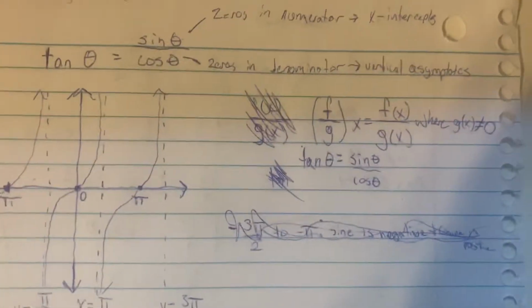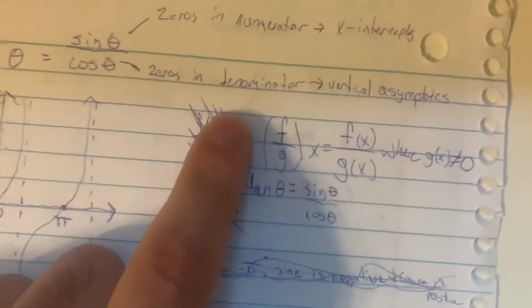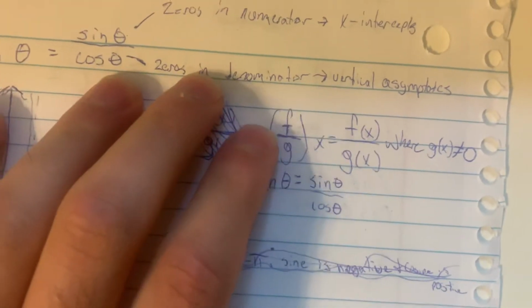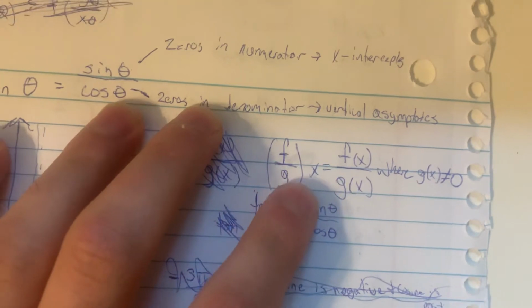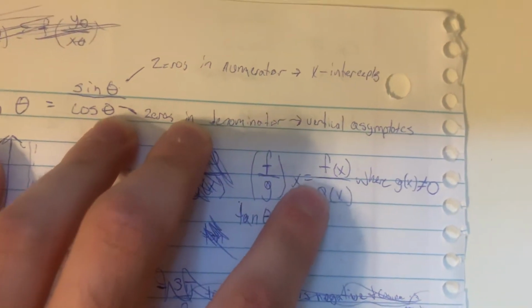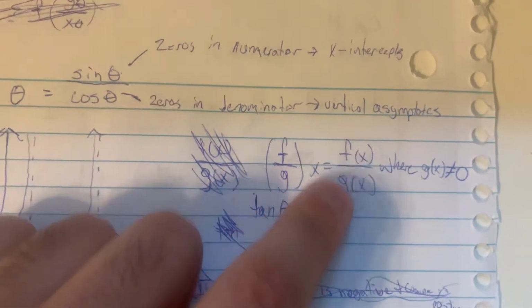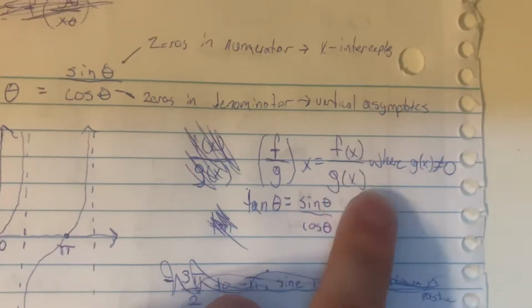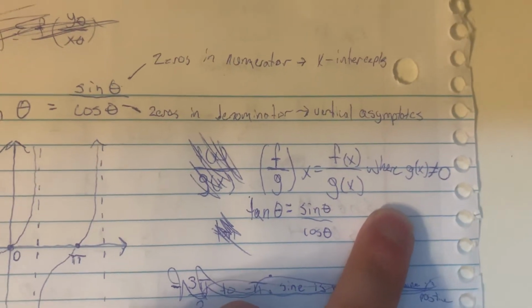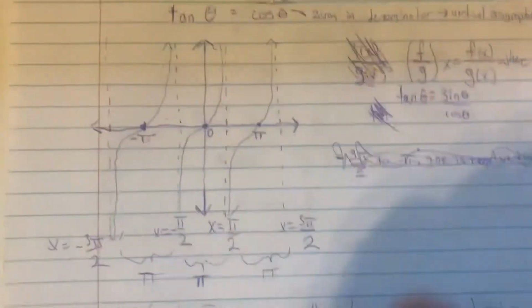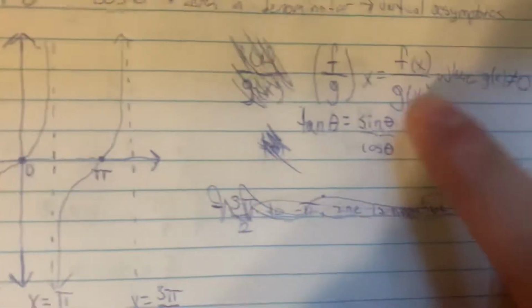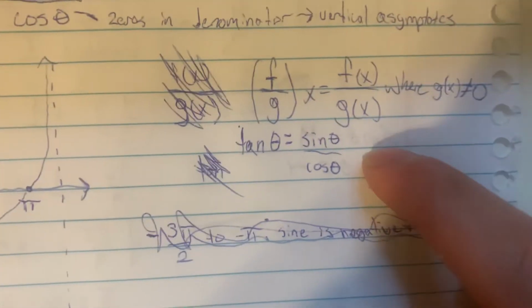Now, why is that? If we take the combination of functions, if we look at this combination of function f over g of x, that is equal to f of x over g of x, where g of x cannot equal 0. Why is that? Anytime we have zeros in the denominator, that gives us an undefined answer. Okay, so we cannot have zeros in the denominator.